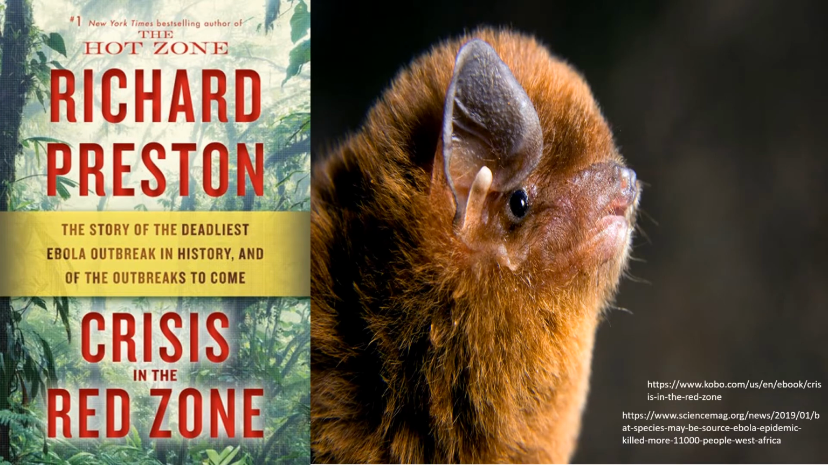I chose to look into this topic after reading Richard Preston's book, Crisis in the Red Zone, which is about the outbreaks and possible origins of the Ebola virus, which is widely believed to have originated after the consumption of bats in West Africa. Preston explains this in his book briefly, but I wanted to look further into this topic and explore why viruses might jump between species.